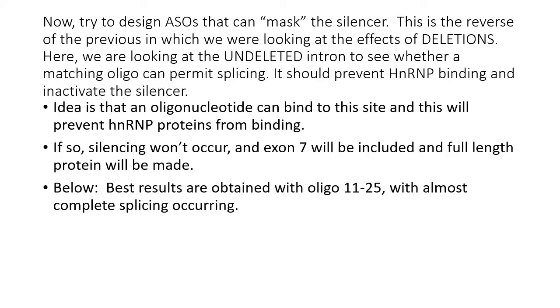Okay, so the reverse of this is what we really want to do, which is to say to mask the silencer in people. So we have to design allele-specific oligonucleotides that can bind to the silencer and therefore reverse its effects. So this is kind of the reverse experiment of the previous one, because then we were looking at the effects of deletions. So now we're going to look at the undeleted one to see what we can bind to it in order to prevent hnRNP binding and silencing. So that should be ideal, of course: if the oligonucleotide can compete with the hnRNP proteins, exon 7 will be included and the full-length protein will be made. So that's what the next experiment is that we're going to look at.